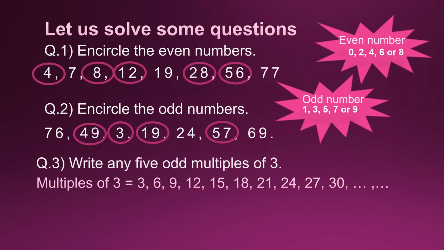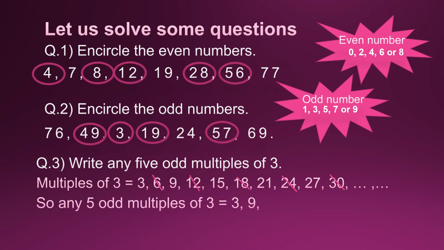Now you have to identify 5 odd multiples of 3. So what we have to do? Yes, cut all the even numbers, because in odd numbers, one's digit is 1, 3, 5, 7 or 9. So any 5 odd multiples of 3 are 3, 9, 15, 21 and 27.